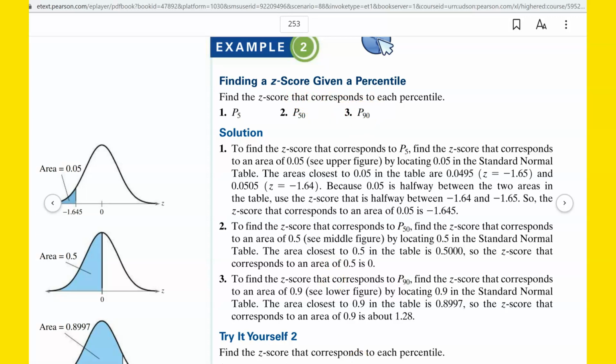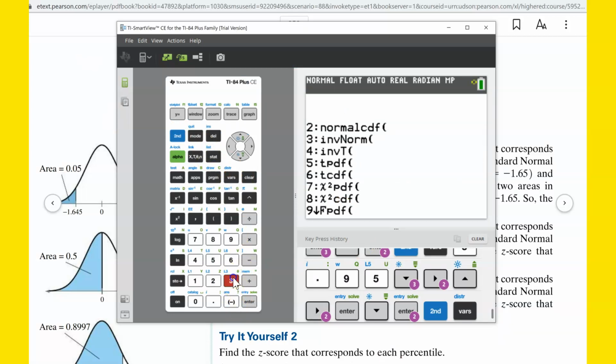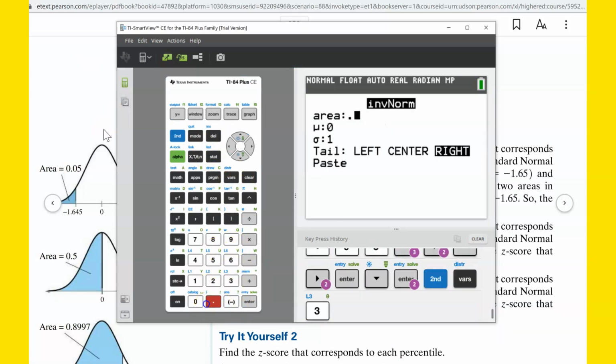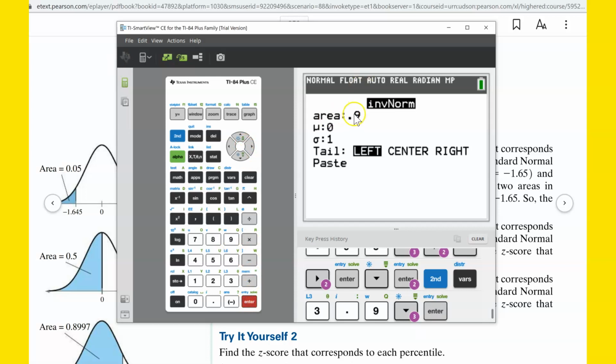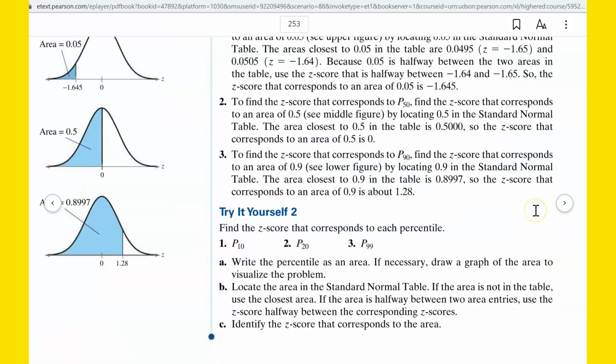P90. Okay. Inverse normal. P90. So I'm going to do the area being 0.9 or 0.90. And I'm going to do a left tail. I could have also done 10% or 0.1 and then a right tail, and it would give me the same thing. But P90 means I'm doing a left tail. I'm finding the value that has 90% of the data to the left of it, and it's 1.28. So a z-score of 1.28 is more than 90% of the data. In other words, it's in the top 10% of z-scores.